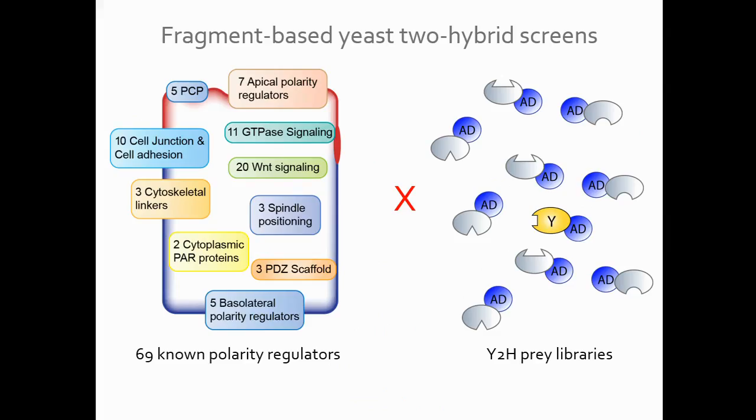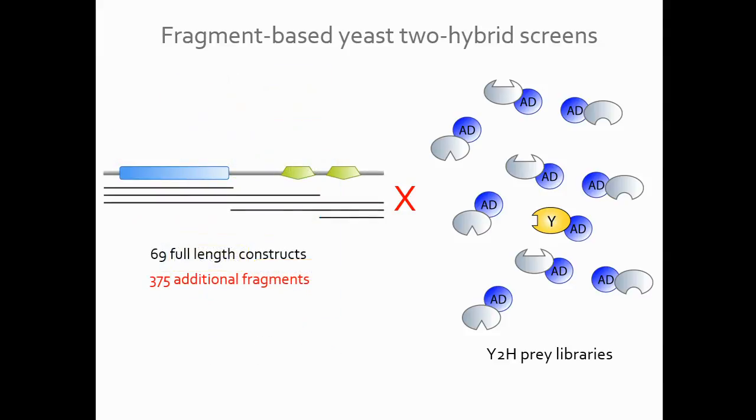Okay, so as I mentioned, we do this by yeast two-hybrid, and we performed screens using a series of 69 polarity regulators as baits. And these are proteins that are either known to be essential for cell polarity in C. elegans, or that are homologs of polarity regulators in other organisms. And for each of these proteins, we used a full-length construct as a bait construct in the two-hybrid system. But in addition, we screened for each protein a number of different fragments, fragments that were designed based on the domain composition of the protein, as indicated in this example here.